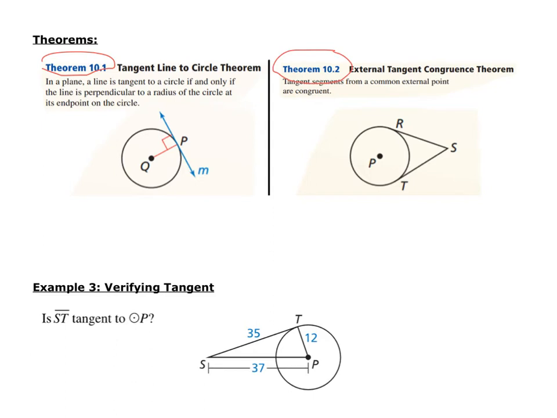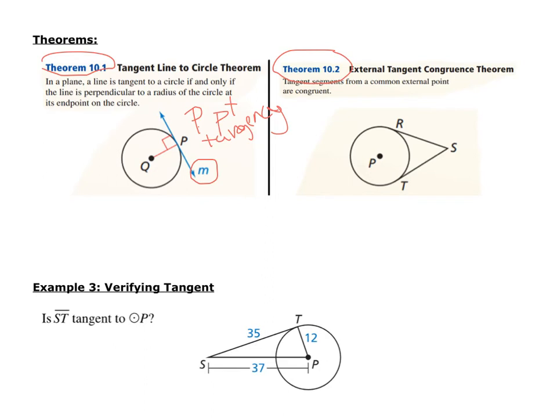The first thing, a tangent line to a circle. If you're told that you have a tangent line, for instance, this blue line right here, this line M, that is a tangent line. P is the point of tangency. Well, it says in this theorem, in a plane, a line is tangent to a circle if and only if the line is perpendicular to the radius of the circle at its endpoint. So what they're saying is QP is the radius of the circle. Well, P is the point of tangency of the tangent line. Since it's a tangent line, then it has to be perpendicular, so it's making a right angle.